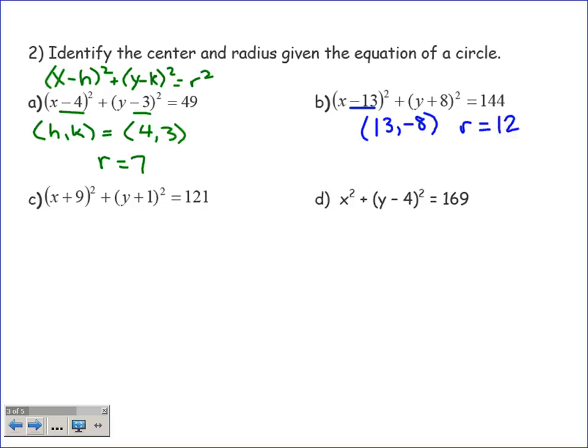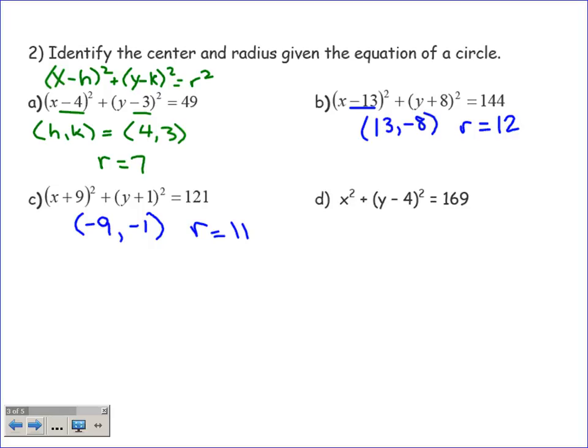Justin, what's my center? -9? Yeah, but it's both. You have to give me both of them. It's a point. -1. And what's my r value, Justin? That's right, 11. Great job.